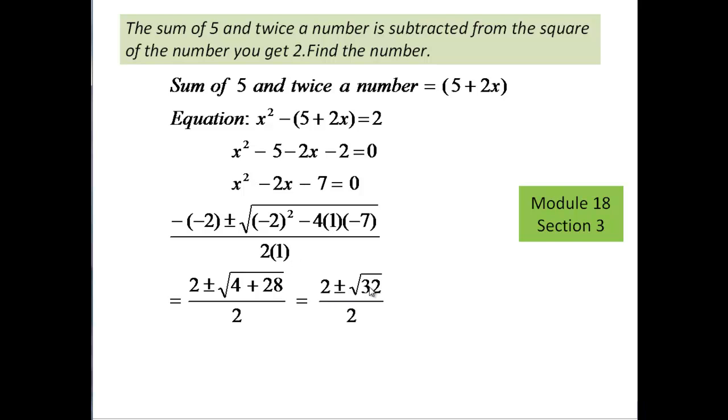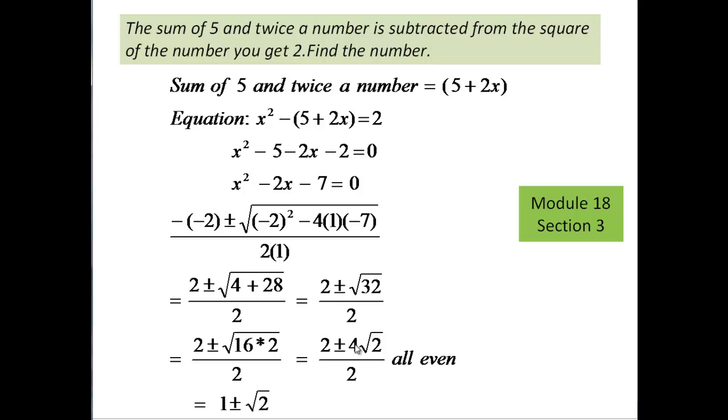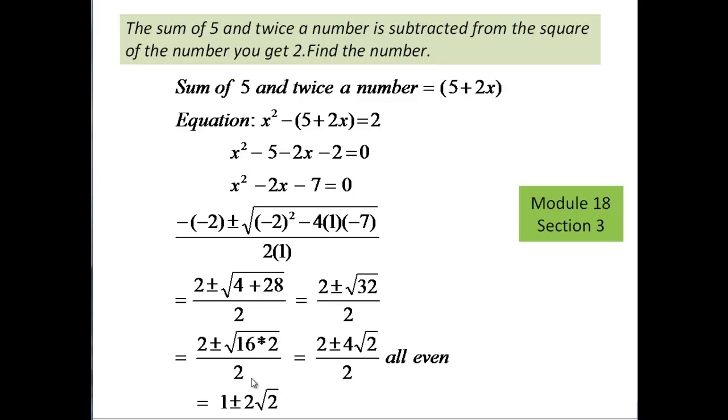Okay, 32 is 16 times 2, so I can take out the 16. Square root of 16 is 4. So it's 2 plus or minus 4 square root of 2, divided by 2. And then since all these are even, 2 divided by 2 is 1, and 4 divided by 2 should be 2. Okay, got that corrected. So it's 1 plus or minus 2 square roots of 2.